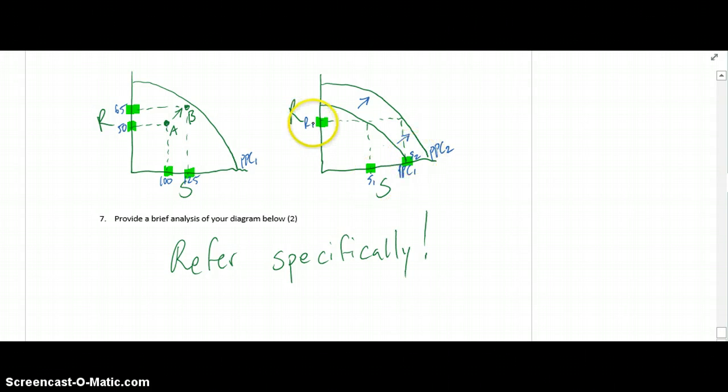With R1. The point is that you can't give a very good analysis if you're just talking in general terms. So now with this, I can say, well, at point A, they're only able to produce 50 laps running and 100 swimming. But when they train, they can increase their running laps to 65 and their swimming laps to 125. That's a much better conversation. It's specific. Here, I can say, through training, they shift their PPC out. So if they continue to produce R1 laps, instead of producing only S1 laps, on the new PPC they can produce S2 laps, which is a greater amount. And again, that specificity makes my analysis much more meaningful.